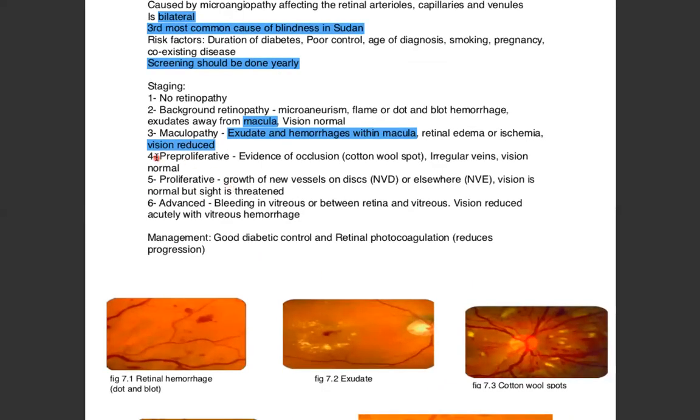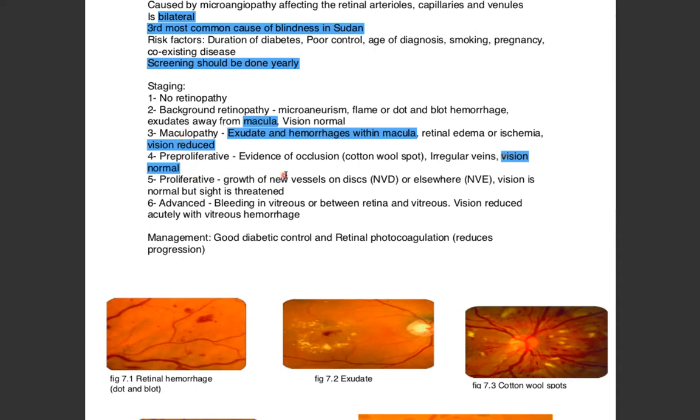Next we have pre-proliferative. Pre-proliferative by the way does not affect the macula. So that's why the vision is normal. That's something super important: the vision in diabetic retinopathy is not related to how bad the stage is. It's related to whether the macula is affected or not. So although stage 4 is more advanced than stage 3, stage 3 has loss of vision because the macula was hit, while in stage 4 it's extensive but the macula has not yet been damaged. Okay.